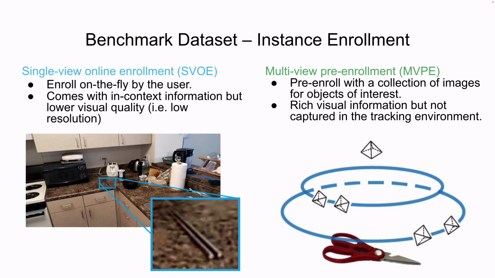The second type is multi-view pre-enrollment. In this case, the object instance is pre-enrolled with a collection of images for the object of interest before the tracking system starts. This enrollment type comes with rich visual information, but images are not captured in the tracking environment.